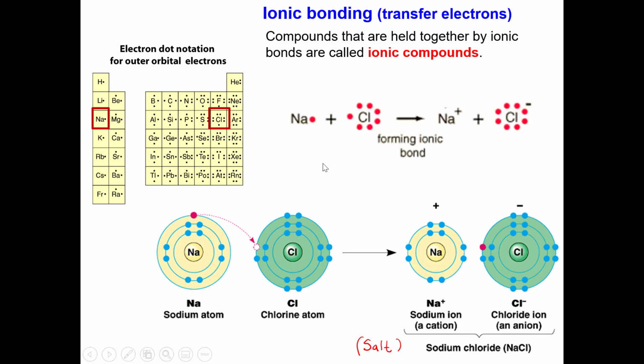Also, we can represent the ionic bonding or the formation of ionic compounds using dot notation. We can see here sodium, which has 1 electron in the outer shell. Then we can represent it using 1 dot. Chlorine, which has 7 electrons in the outer shell, we can represent using 7 dots. When the ionic bonding occurs, we will have a positive ion of sodium because sodium loses 1 electron, and we will have a negative ion of chlorine because chlorine gains 1 electron.